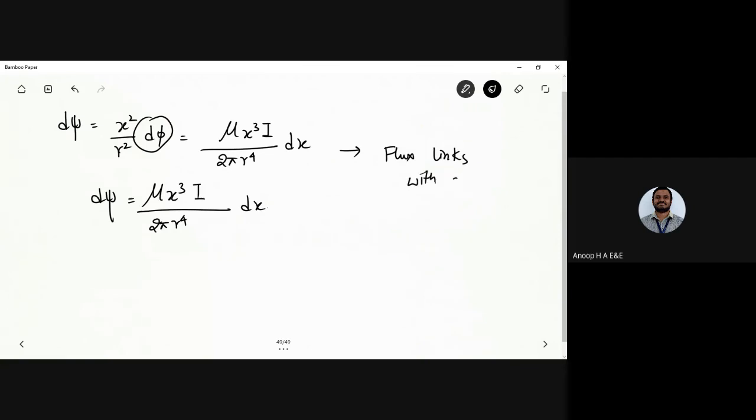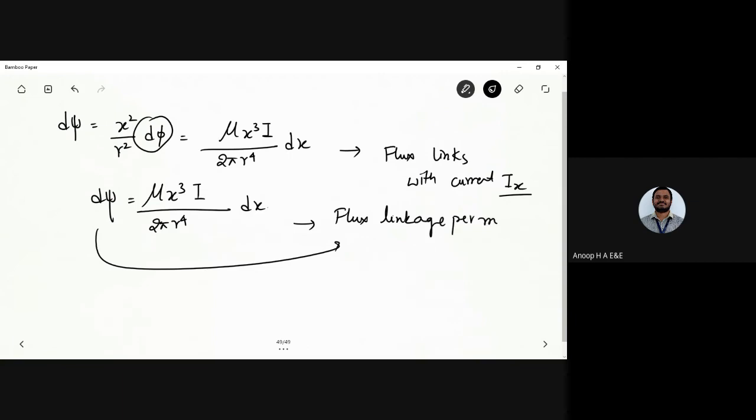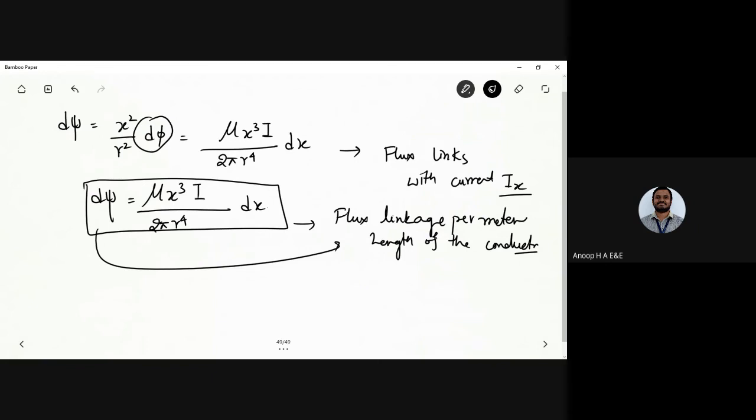This is the equation where the flux produced links with the current, that is, in a small section I have Ix. Okay, this is the flux linkage per meter length of the conductor. All right, so now this is the equation that I wanted to find out in case of the flux linkages per meter length of the conductor.